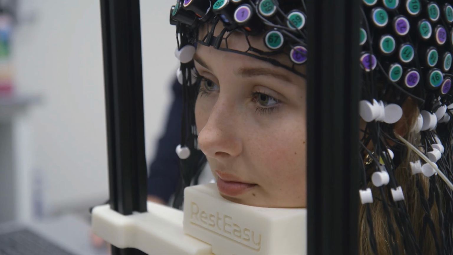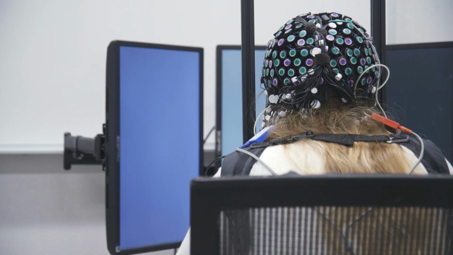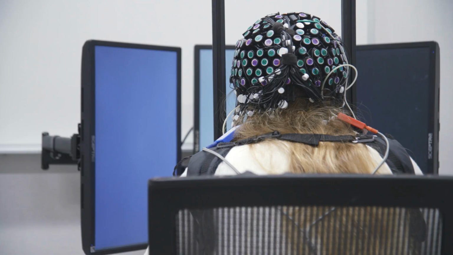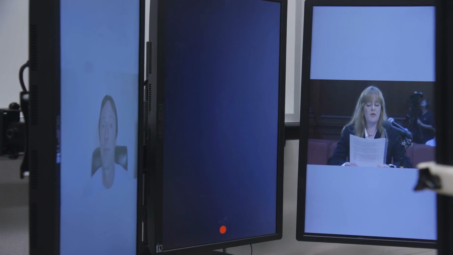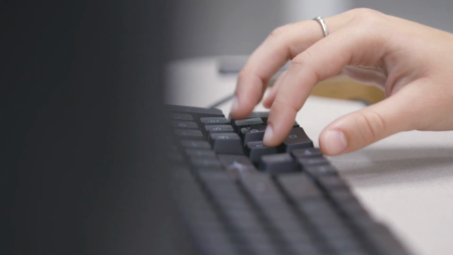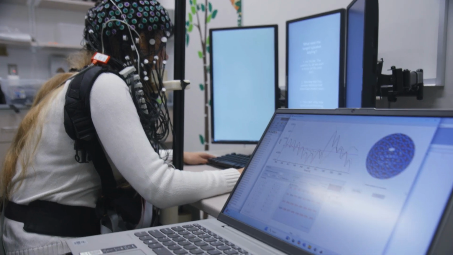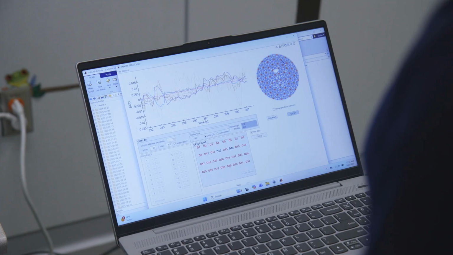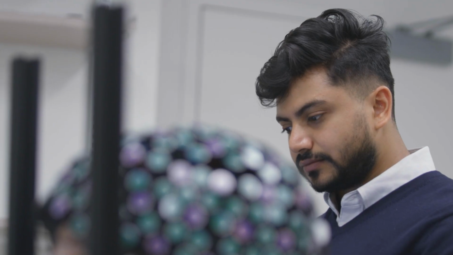In the experiments with David's group, we have subjects sitting in front of 3 monitors, and on the monitors to the side, we can position 2 movies that are competing at the same time, and then we cue the subject to either pay attention to the left monitor or to the right monitor. And then we can record the activity in their brains to see if, when the subjects are paying attention to the left screen versus the right screen, can we actually decode that from the brain activity?